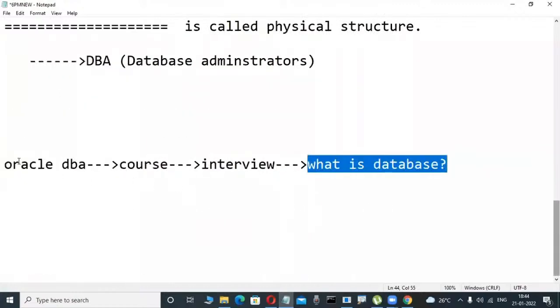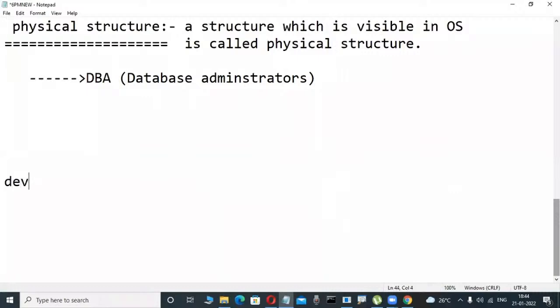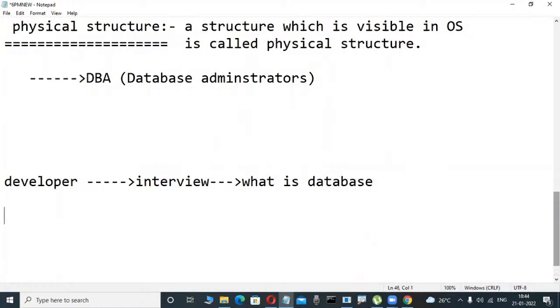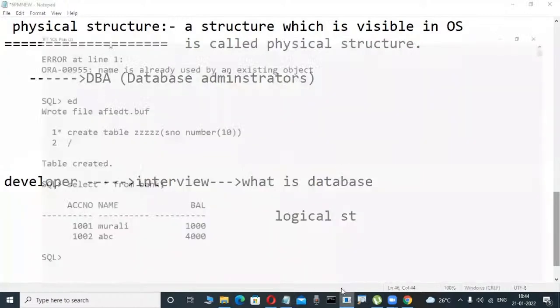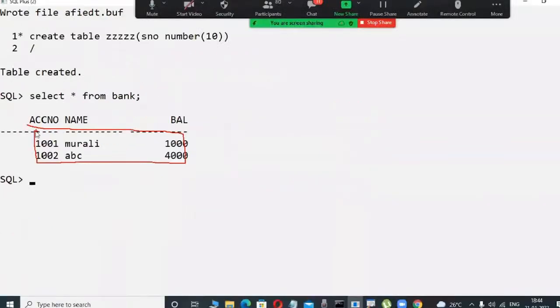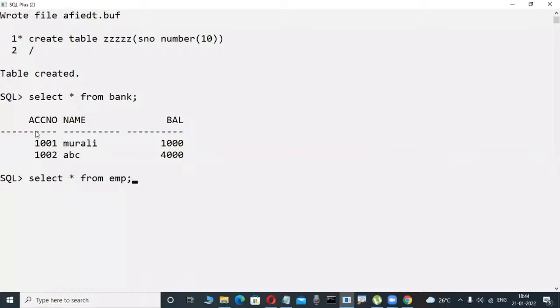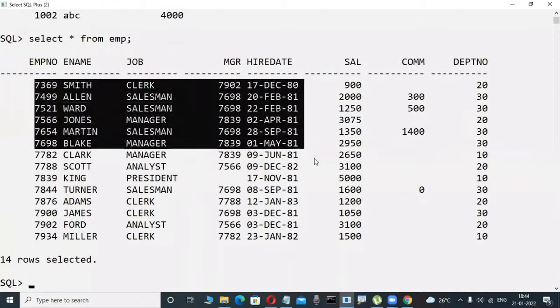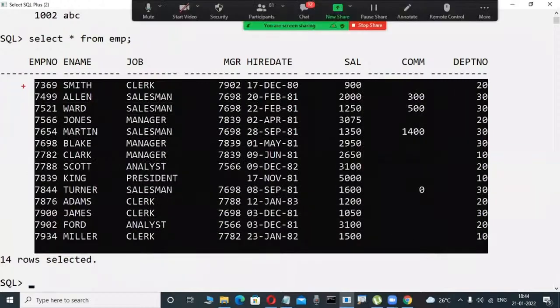Suppose I'm a developer, not an administrator. Say I'm a Java developer, SQL developer, PL/SQL developer, or Python developer, attending an interview. What is a database? Generally, developers answer from the logical structure side: it is a place where we can store a structured collection of data. Table format, like the big table I typed yesterday, is a structured collection of data. This is the logical side. Tables, views, procedures, functions, triggers are well known to developers.